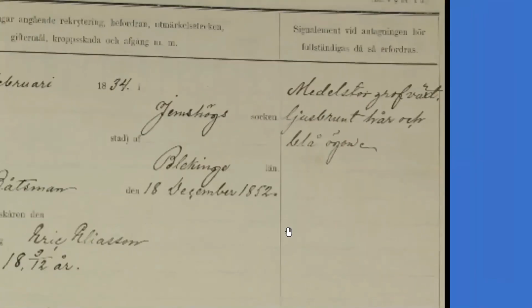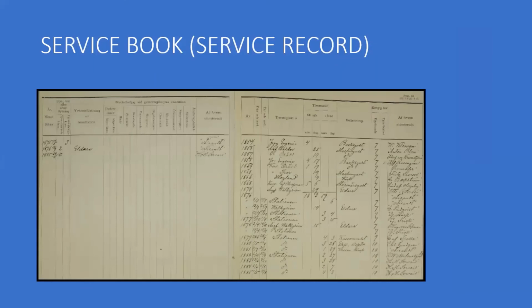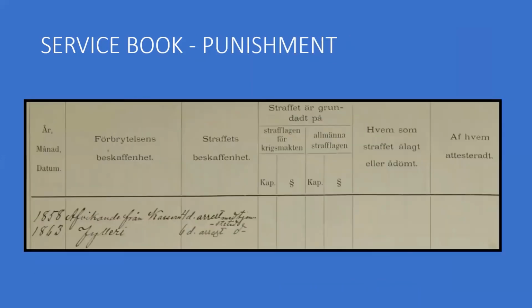And then over here, we have a physical description when he joined. He was medium size, he had light brown hair and blue eyes. And then we go forward, and it really gives his service record, saying the different ships he was on, what his position was, sometimes the name of the captain. And then the last page will have a page on punishment. And this particular guy did have a couple of times he was punished. The first time he deserted, and he had 4 days of arrest time. And then 1863, he was drunk, and he had 6 days of punishment.